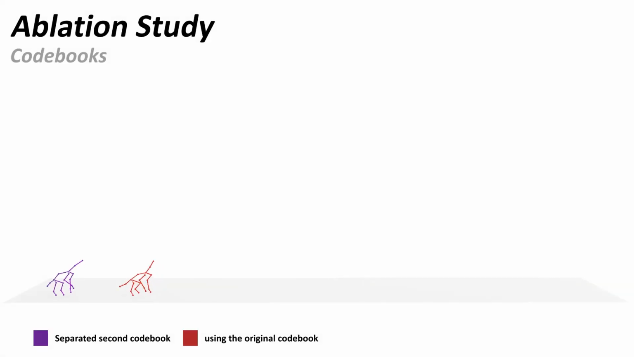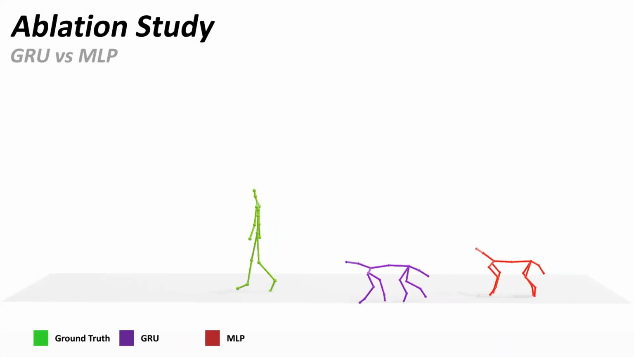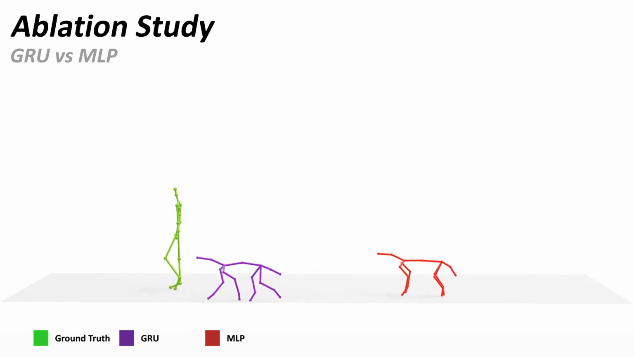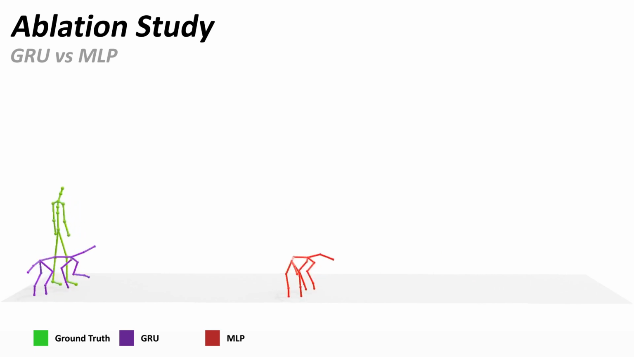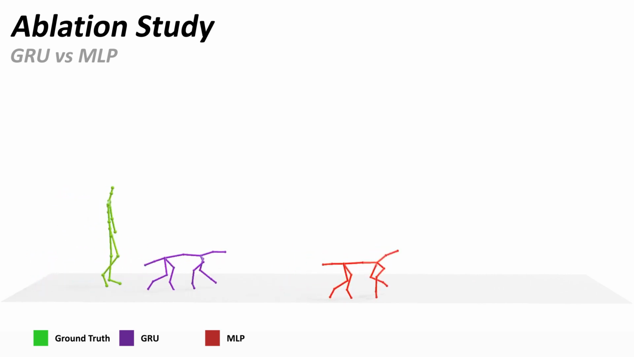We conducted an extensive ablation study to examine each component of our architecture. This example demonstrates the benefit of using a separate low-dimensional codebook in the gated recurrent unit, rather than reusing the original codebook from the autoencoder. Here, we evaluate the use of a gated recurrent unit, which more effectively captures long-term temporal dependencies than a multi-layer perceptron.